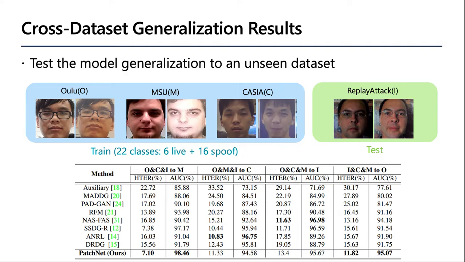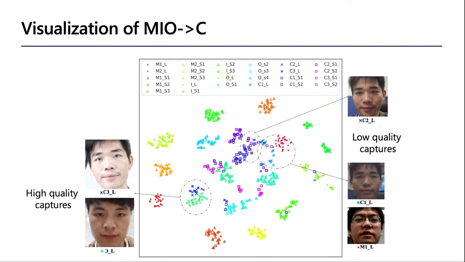Regarding the domain generalization protocols, we can also achieve competitive results with the latest methods by using the fine-grained classification and patch augmentation strategies. The feature visualization of the domain generalization experiments show that captures with similar characteristics will be closer in the embedding space.